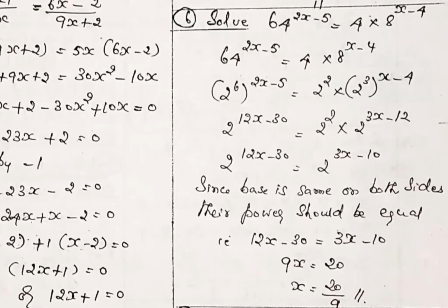Then use the algebra formula: 2 power, multiply both the powers. 12x minus 30. On the right hand side, do the same operation. So after simplification, you are getting 2 power 12x minus 30 on the left, and on the right hand side 2 power 3x minus 10. So you see, on the left and right hand side the base values are the same. If the base values are the same on both sides of any equation, their power should be equal. So automatically 12x minus 30 is equal to 3x minus 10. It's a normal equation. Move all the x values to one side. Finally, you are getting x is equal to 20 divided by 9.